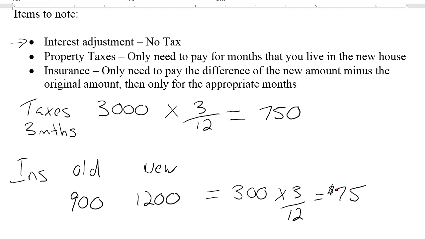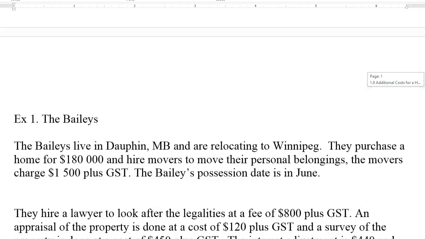So for insurance, you have to realize that you've already paid some money. That gets credited to you. You're going to have to pay a little extra to get up to the new amount, but again, you're only responsible for the months you live in the house. So everything else is basically just about GST and PST, except we're going to have three very unique ideas. Let's go over an example.